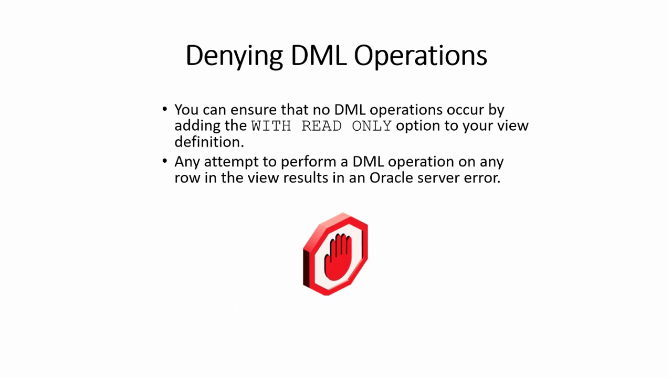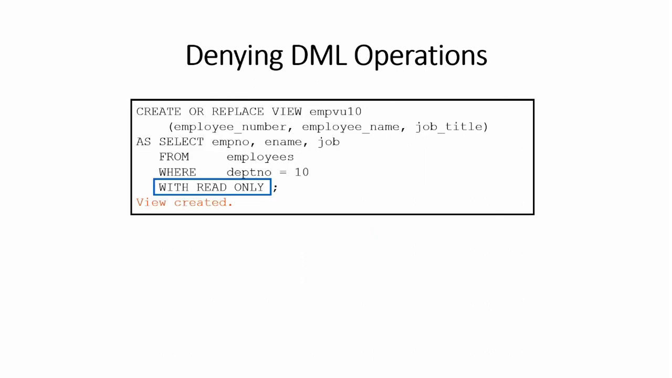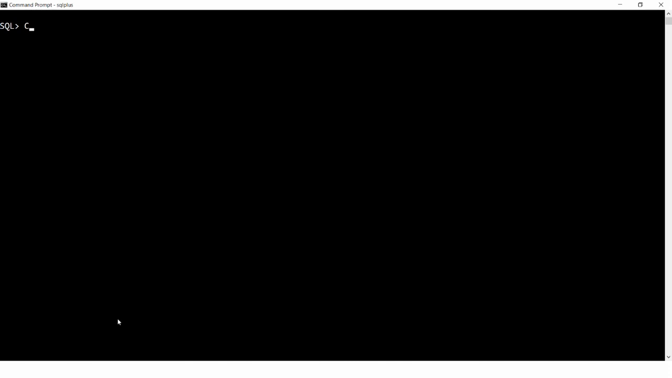You can ensure that no DML operation occurs by using the with read only option. So what is with read only? Whenever you want to deny DML operations, whenever you think that you don't want to allow any kind of insert, update, and delete, then you can use the with read only option. For example, let me create a view. I'm just creating a view: create or replace view employee_view_10 as select star from employees where department_number is equal to 10.